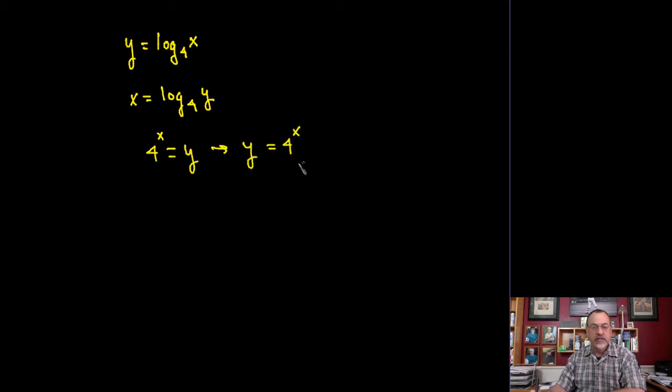4 to the x is the inverse of this expression here. This is the logarithmic form. This is the exponential form. Exponential is the inverse of logarithm. Let me do one more example where I show you a little trick you have to remember when you're dealing with some of these equations that you have to change into exponential form.